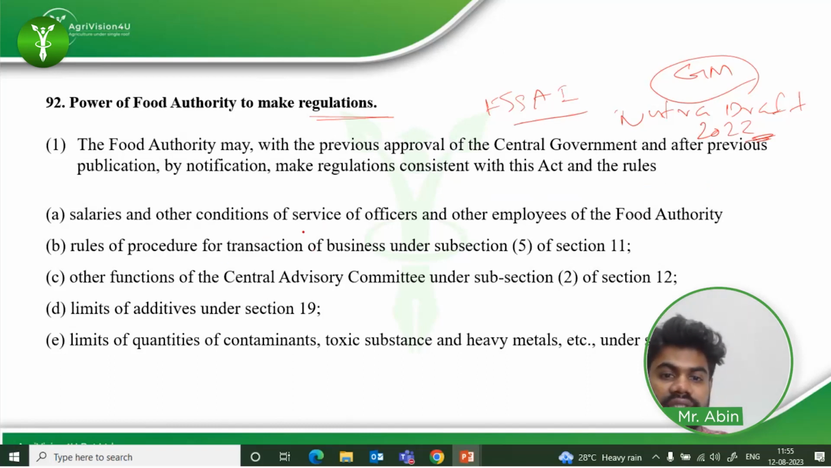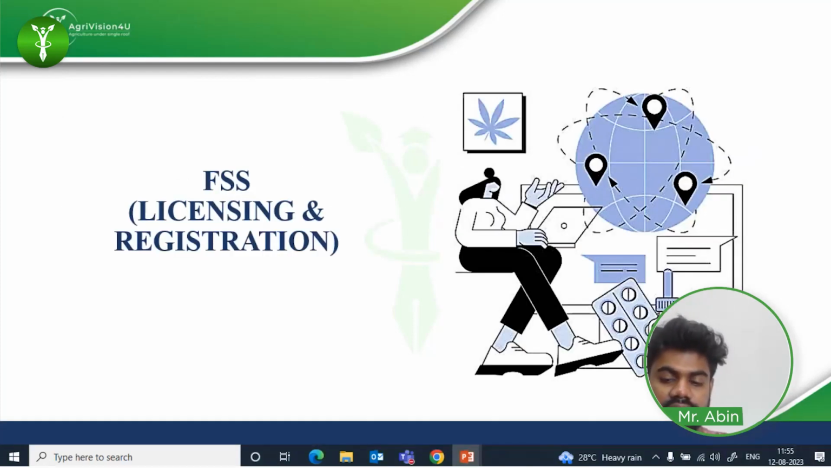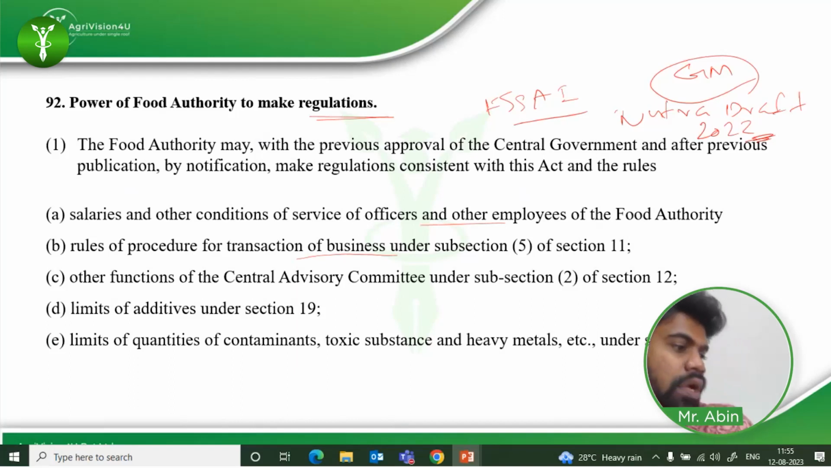And salaries and conditions of service of officers, rules of procedure for transaction of business, all these come under the power of the food authority to make regulations. Tolerance limit of pesticides, manner of marking and labeling of foods, regulations relating to functions of the safety officer, getting food analyzed, all these things come under section 92. After this also there are some specific sections, but I'm not going into that because, as you all know, this is a very large part.